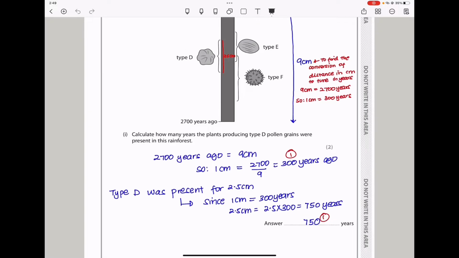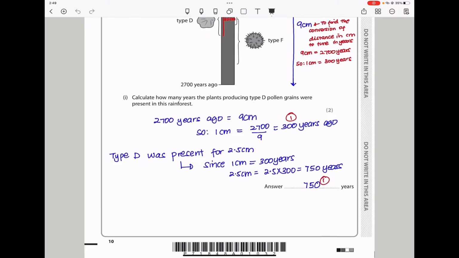So type D is present for 2.5, so that means if 1 centimeter is equal to 300 years, then 2.5 is going to be 2.5 times 300, which is 750 years. So this was my answer. This part here corresponds to 750 years.